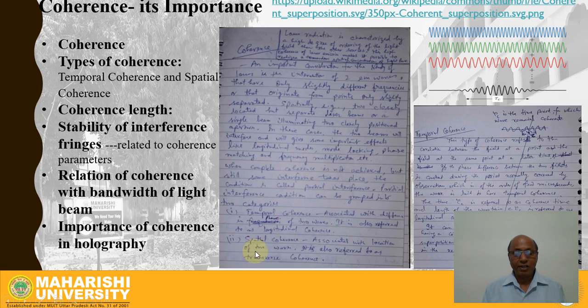coherence. The other coherence is spatial coherence, which is along the y direction. That means along the transverse direction. That means when two waves are far apart, and when they are far apart, they will have a path difference and hence a phase difference.